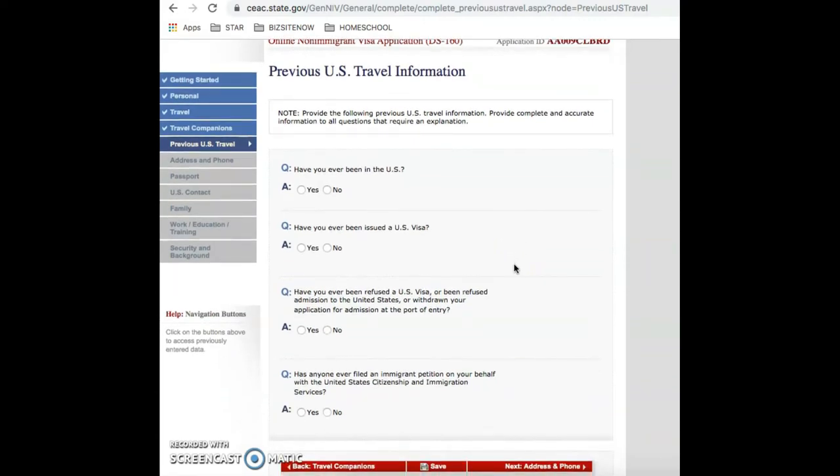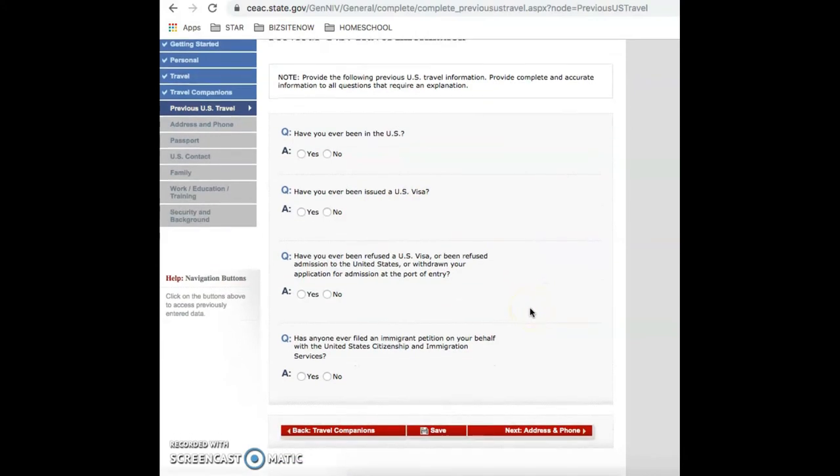So, ang tatanungin sa inyo dito is, have you ever been in the US? Have you ever been issued a U.S. visa? Have you ever been refused a U.S. visa or been refused admission to the United States or withdrawn your application for admission at the port of entry? And has anyone ever filed an immigrant petition on your behalf with the United States Citizenship and Immigration Services?